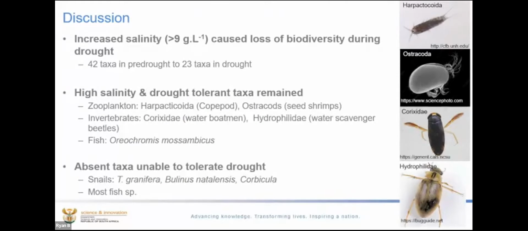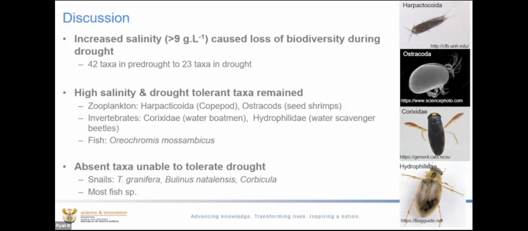The drought caused a severe increase in salinity and a subsequent decrease in biodiversity during the drought, as almost half of the taxa previously found were absent. The community structure was also altered, as only taxa that are known to be highly tolerant to drought and salinity were present during the drought. These included the copepod Harpacticoida and ostracods, both of which have life histories of living in more saline environments. Macroinvertebrates including Corixidae and Hydrophilidae were also present, both of which are known to be able to tolerate highly saline conditions.